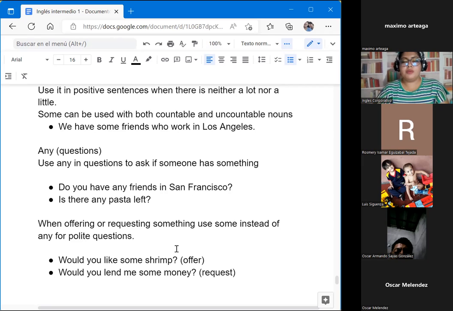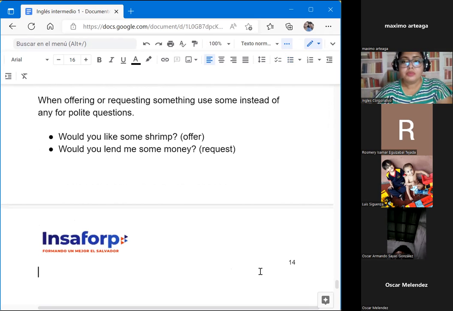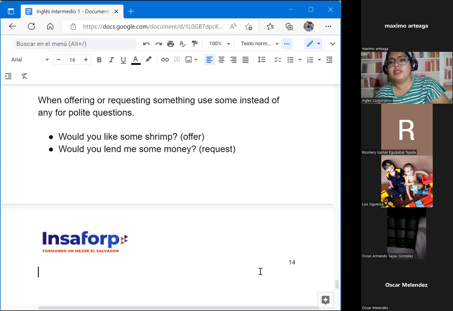Okay. We have different expressions of quantity that we can use to create sentences. We have many, a lot of, plenty of, a little, a few, little, few, some, any. Using those expressions, we are going to create two sentences, and you are going to write those sentences on the chat here in Zoom. I'm going to write a list of the sentences that you write. Así que vamos a escribir dos oraciones utilizando estas expresiones sobre cantidad. Las van a escribir en el chat de la sesión y yo voy a ir escribiendo la lista de oraciones que ustedes vayan escribiendo.